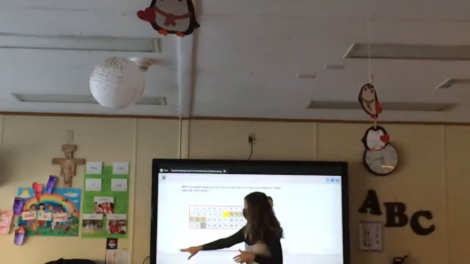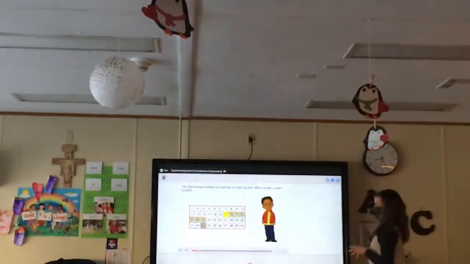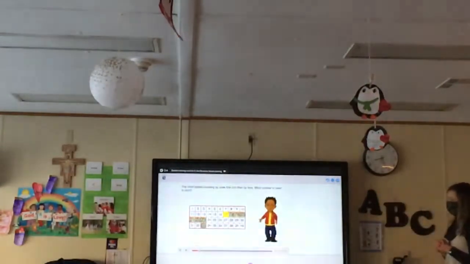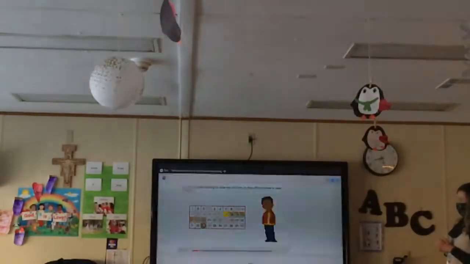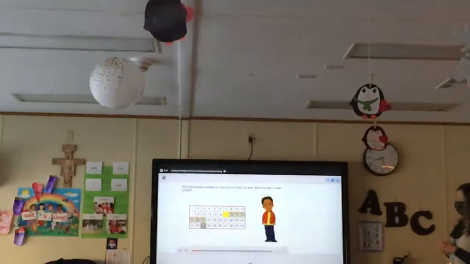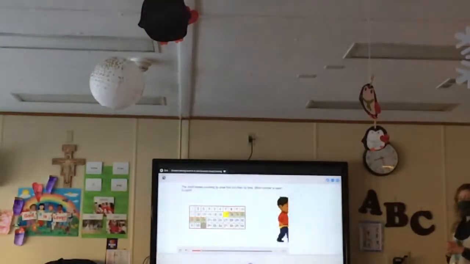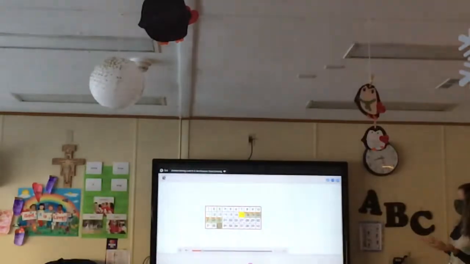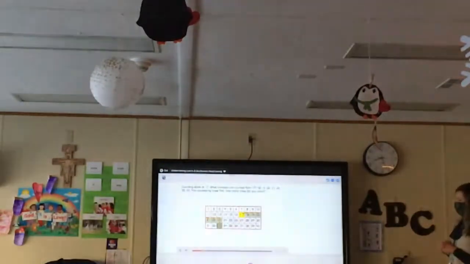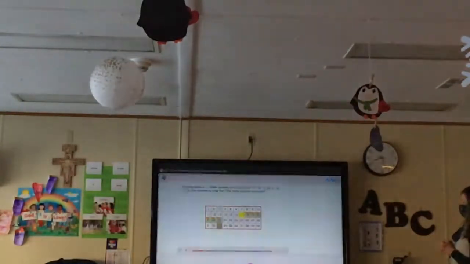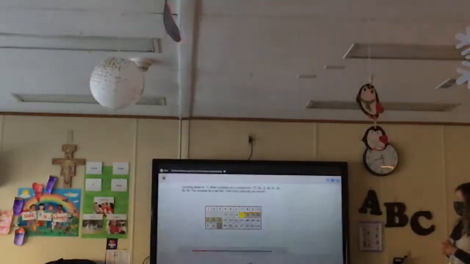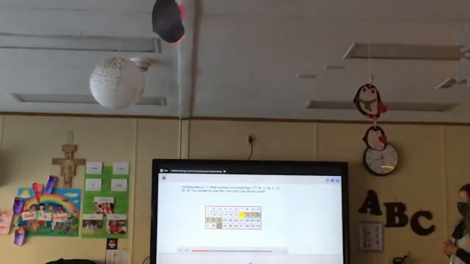All right, so listen up. The chart shows counting by ones first and then by tens. What number is used to start? What number do we start on? Everyone say 17. Counting starts at 17. What numbers are counted from 17? Let's say 18, 19, 20, 21, 22, 23, 33. You counted by ones first. How many ones did you count?